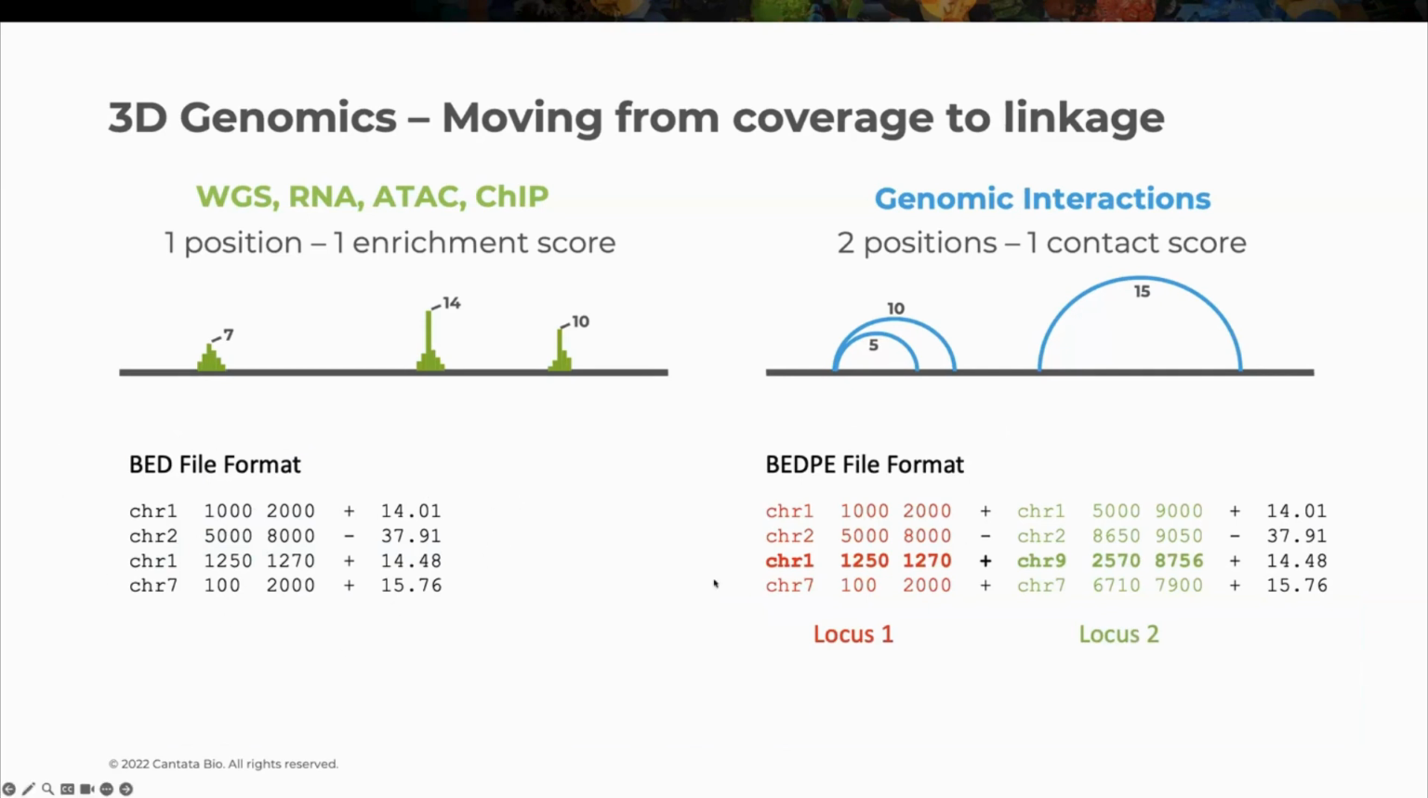In essence, this is what they look like at the data level. The bed file format has one position. The paired-end version of that, the BEDPE format, is really just two positions. And now the key difference is we have two loci, and some relationship between them. And in general, this is really the interaction, or the number of interactions, between your left and your right position.